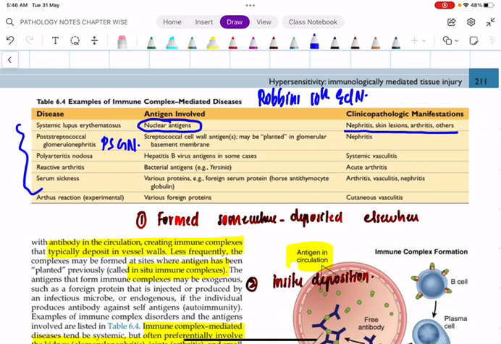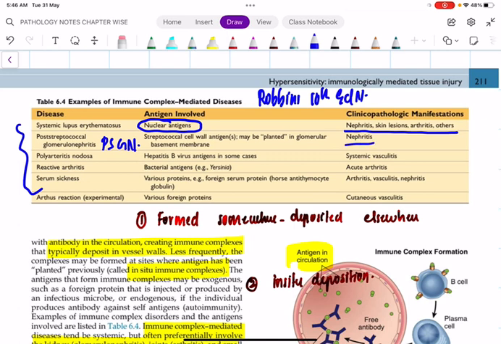And here in post-streptococcal glomerulonephritis, the streptococcal cell wall antigen mimics the antigen present in the glomerular basement membrane. So whenever the body produces antibody against the streptococcal cell wall antigen, this antibody is going to damage our own basement membrane, especially the glomerular basement membrane. And the patient will present with nephritis.